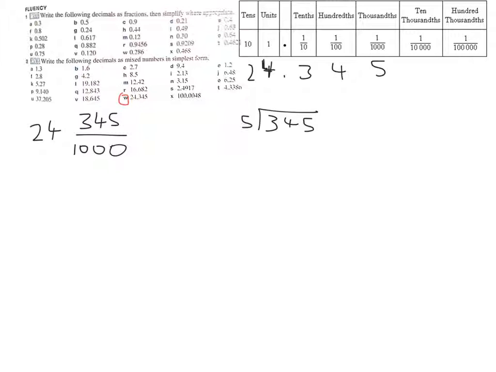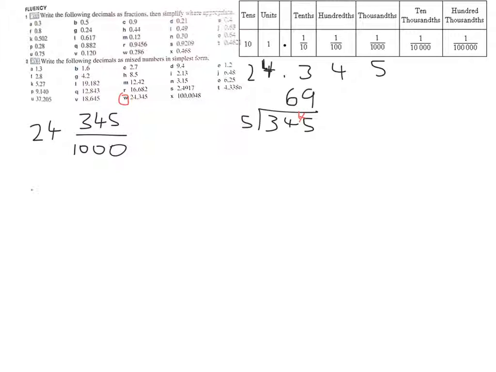So we can write the number 6. Now 34 minus 30 is 4. So we write the remainder next to the next number. So we write it here. So now the number 5 becomes the number 45. So 45 divided by 5 is 9. So we write that down there.